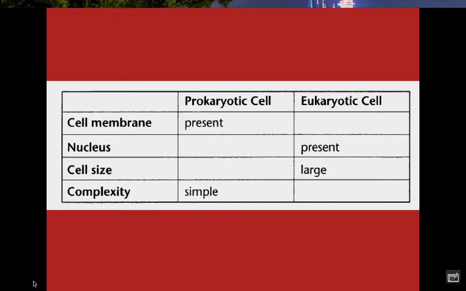With the prokaryotic cell, the cell membrane is present, and it is also present on the eukaryotic cell. The nucleus in a eukaryotic cell is present, in a prokaryotic cell it is absent. The cell size, well, if you look at the diagrams above, the eukaryotic cell is large, the prokaryotic cell is small. And complexity, the prokaryotic cell is simple, and the eukaryotic cell is complex.